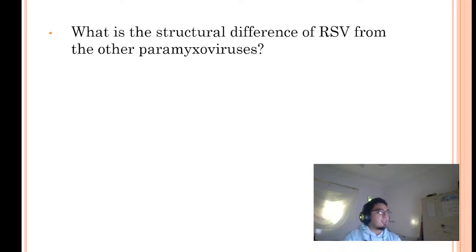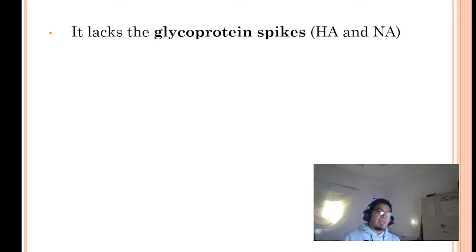What is the structural difference between RSV and other viruses? The glycoprotein spikes. It lacks a glycoprotein spike. That's the only difference between the other ones. There's no glycoprotein spike in your RSV. Mumps, measles, and parainfluenza have glycoprotein spikes, but in the case of RSV, there's none.